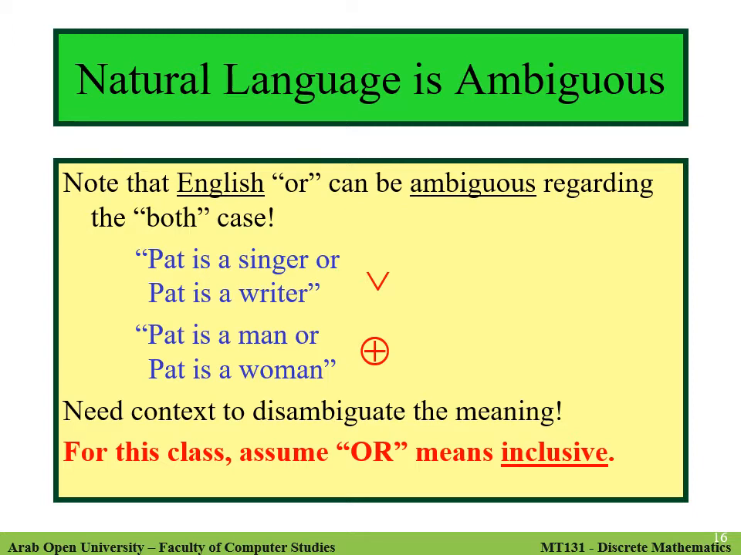The next two statements: Pat is a man, or Pat is a woman. Of course, the same person cannot be both a man and a woman, so you should use exclusive OR. You need context to clarify the meaning. For this class, assume OR to mean inclusive.